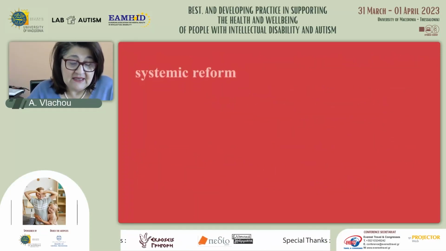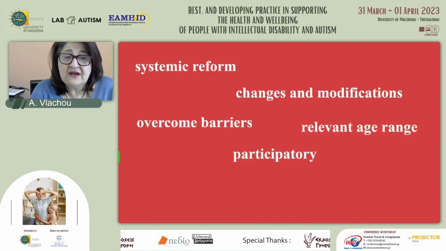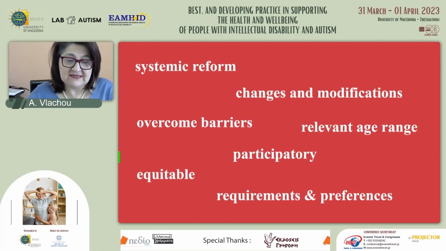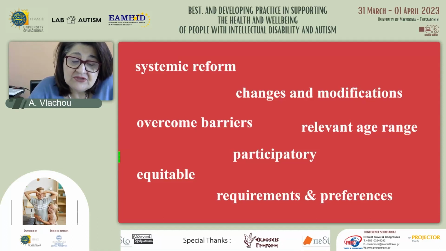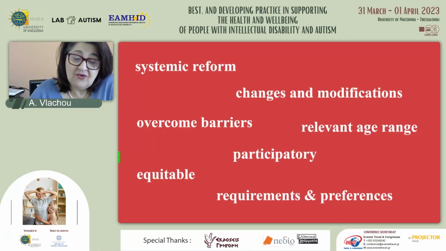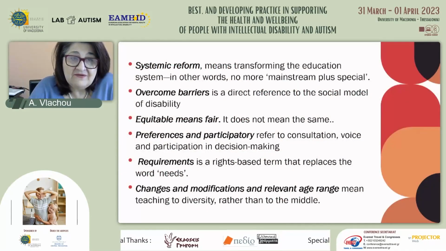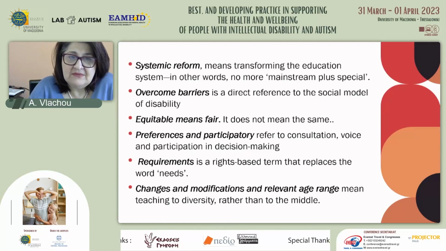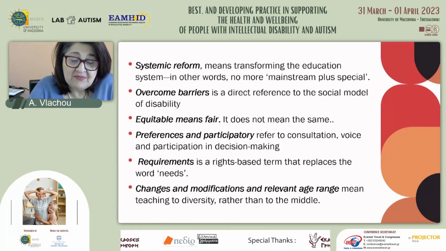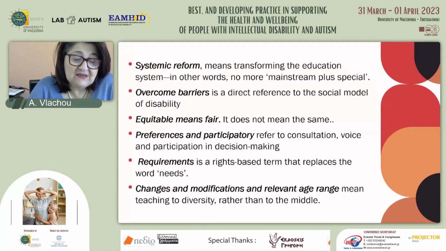The key words here that are important are systemic reform, changes and modifications, overcome barriers, relevant age range, participatory, equitable, requirements and preferences. In the absence of deep knowledge of inclusive education, however, these words may come to be misinterpreted in both policy and practice, so allow me please to put some further explanation to these words. First of all, systemic reform means transforming the education system. In other words, no more mainstream plus special. It demands a reform of the ways in which disability support funding is allocated. It means teaching all teachers to be teachers of students with disability.